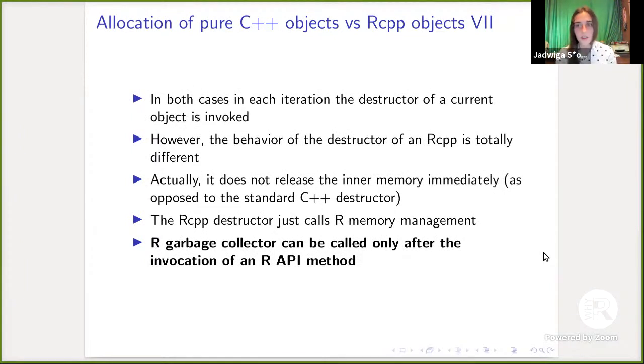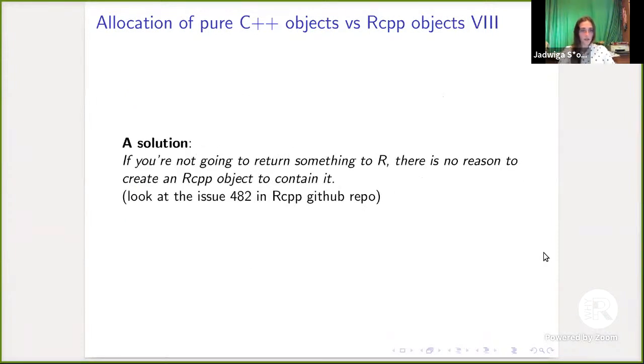So for example, if we go next and we allocate a lot of memory, but this memory is not related to RCPP, it is related to pure C++, then the garbage collector for these previously allocated RCPP objects won't be called. So we can easily run out of memory. What is the solution? Generally, we should not create RCPP objects if we do not want to return them back. There is an issue on the RCPP GitHub repo, and there is a long discussion about it, and I highly recommend reading it.